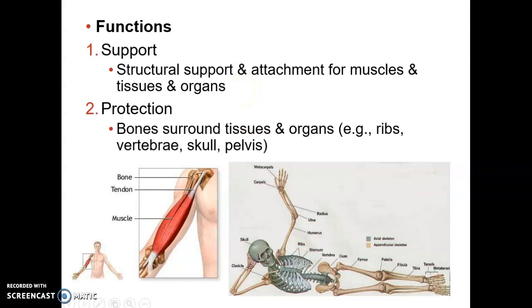Protection. So as I mentioned here, the thoracic rib cage does protect the organs within the rib cage. Vertebrae help support and protect the spinal cord. The skull protects the brain and other organs within the head. And the pelvis protects the pelvic cavity organs.